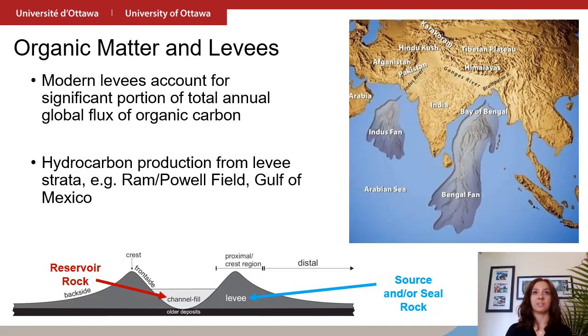Modern deep marine levees have been shown to sequester a significant proportion of the total annual global fluxes of organic carbon. An estimated 10 to 20% alone is buried in the modern Bengal fan, which is shown in the upper right. Because levees are extensive features that undergo high rates of sedimentation, they act as ideal sites for significant organic matter accumulation and preservation, and as such, can act as efficient petroleum source rocks.